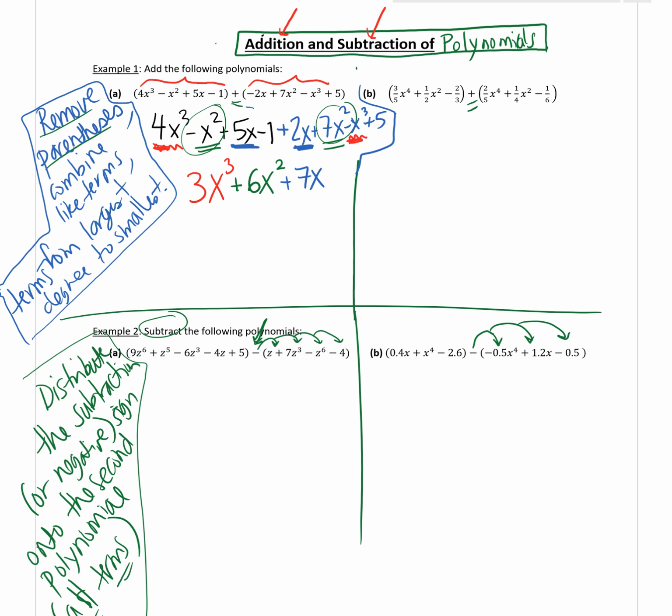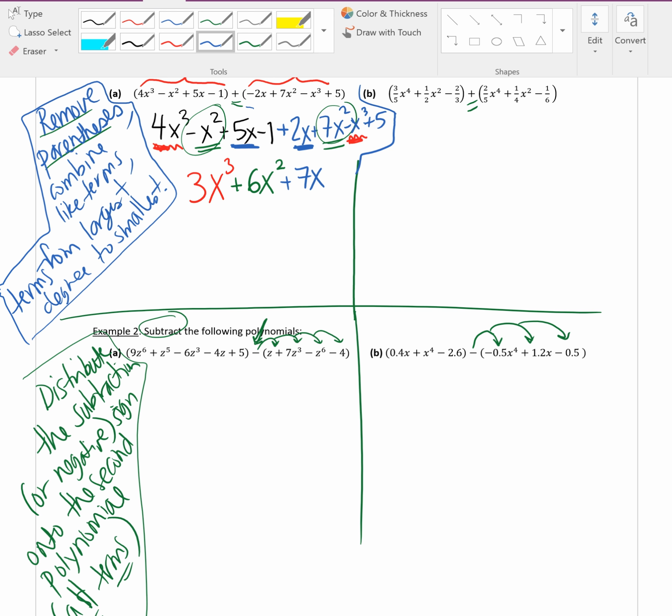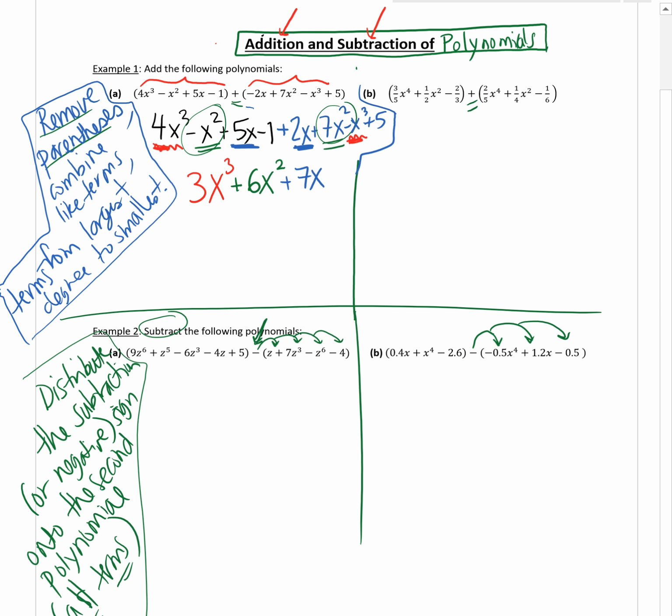And again, don't try to do 5x plus 2x is 7x squared. The x does not change. The power on x only changes if you're multiplying, like if it was 5x times 2x, or you're dividing, 5x divided by 2x. When you're adding and subtracting, only coefficients change, no exponents.